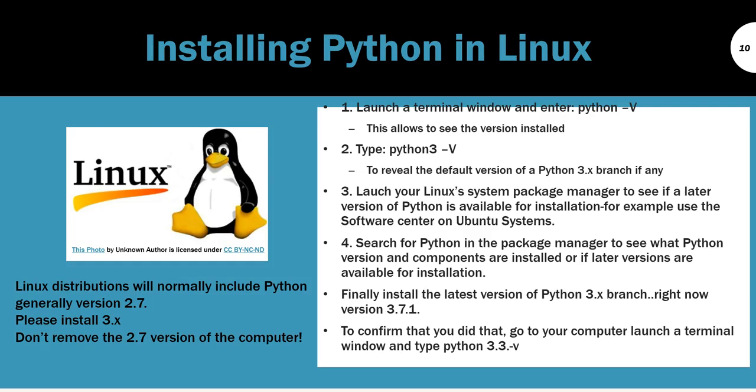So, installing Python on Linux: distributions, like we said, include Python. Generally, they have version 2.7 by default. The first thing you want to do is launch a terminal window and enter this command, which is python -V. This will allow you first to see the version installed.